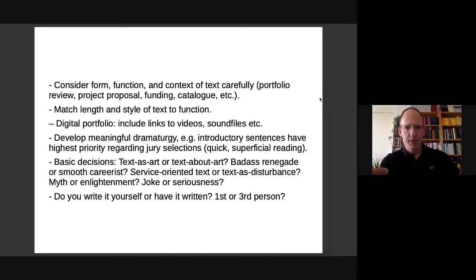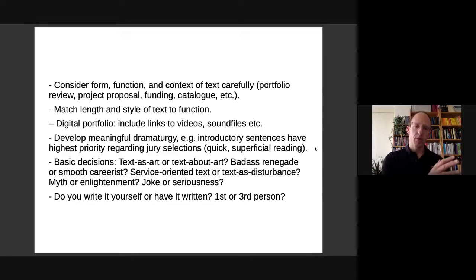It's very important to have a meaningful dramaturgy in the text. For instance, when you submit your portfolio to a jury where many portfolios are being reviewed, you should always pay great attention to the first sentences of your artist statement or the introductory remarks or the descriptions of certain works. Because the jury members, they just scan. They search for certain keywords, and if nothing catches their attention, then they just pass on to the next portfolio. So strong introductory sentences in artist statements or in any other texts are very recommendable.